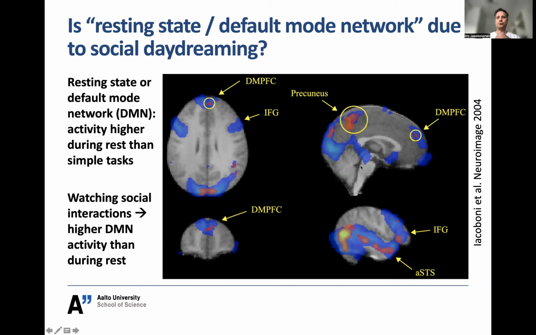But so here, in this particular study, subjects were watching movie clips showing social interactions. And then, in contrast to the simple tasks, like arithmetic tasks and so on, or simple attentional tasks, visual attention tasks, and so on, there was higher default mode network or resting state activity during the watching of social interactions than during rest. And this raises the question, is the resting state network or the default mode network, in other words, activated due to social daydreaming in the situation that the experimental subject is there, in the scanner, and can rest between these simple tasks?